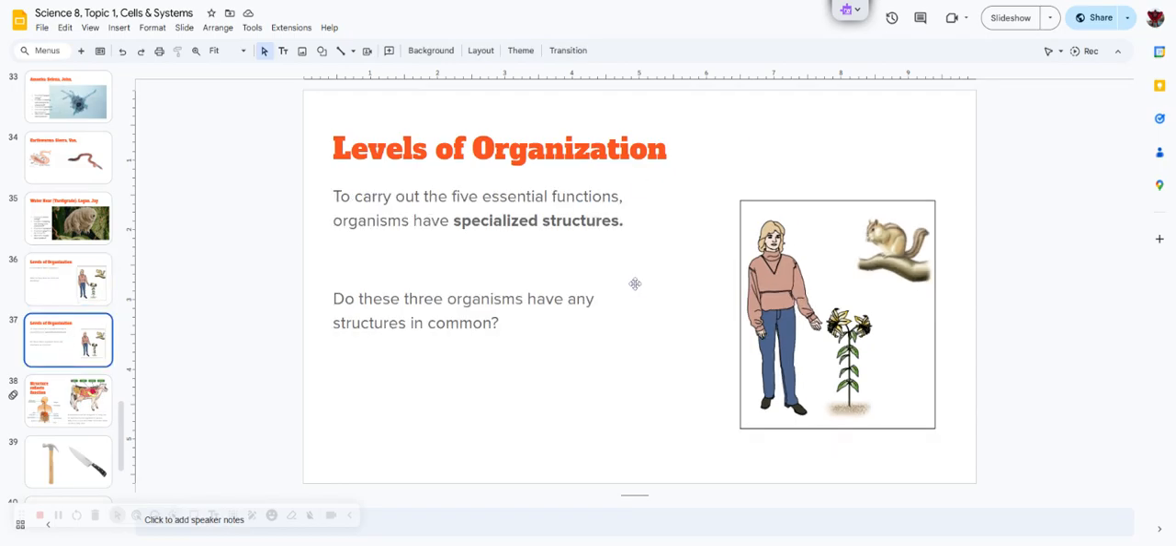Now, you have to keep in mind that, yes, they have all the same 5 functions necessary to survival and necessary to being alive, but they carry them out in different ways. Like I said, the 2 mammals here, they ingest their food. They chew it up, they swallow it, they digest it. Whereas this plant absorbs sunlight through photosynthesis. And they all have specialized structures. Their cells are made in a certain way so that they can perform that function of gathering energy.